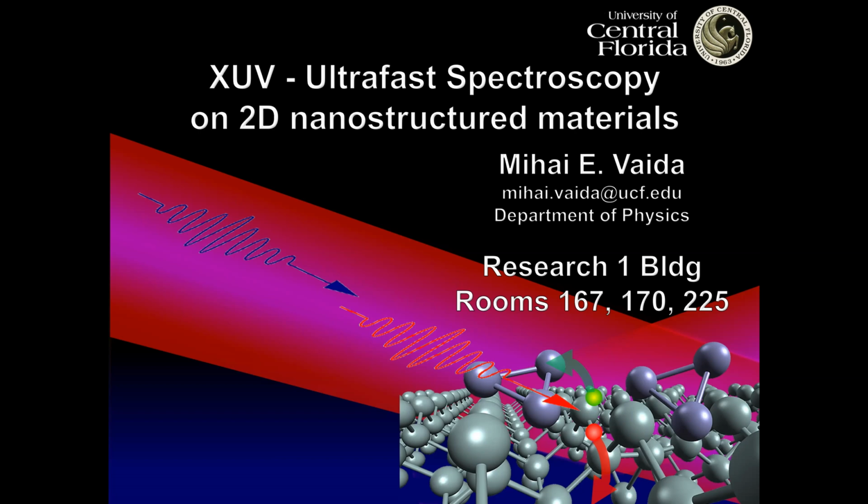So my name is Mihai Vaida. I'm faculty in the physics department, and I will say a few words about my research. I will not go into many details. What you see on this slide is XUV ultrafast spectroscopy on 2D nanostructure material. So basically, I will use some other words to explain what I do. The main goal of our laboratory and of our research is to create novel catalytic and photocatalytic materials that can be used to produce fuels from renewable sources.